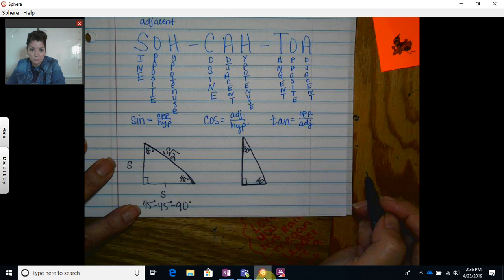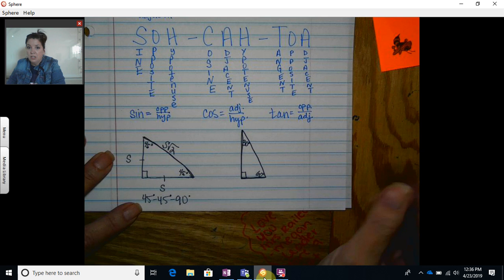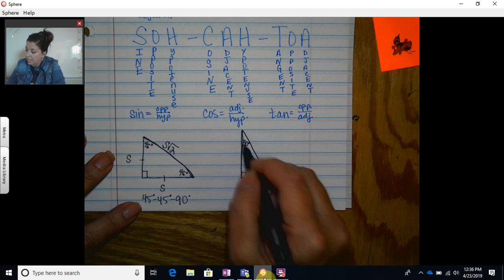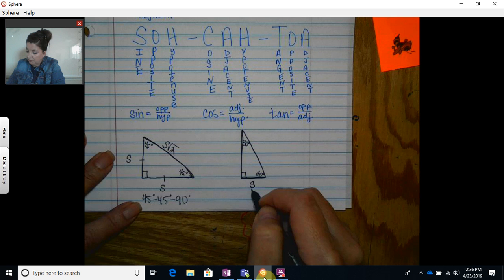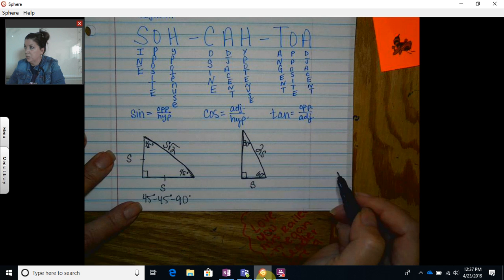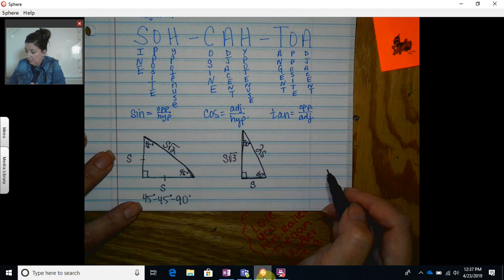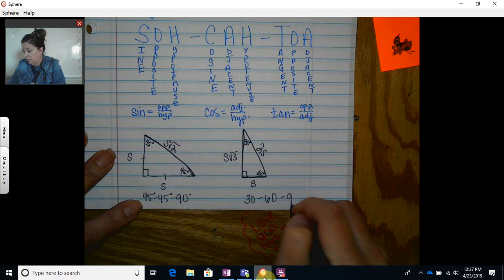So the relationship, you might need to scoot up. The relationship between a 30, 60, 90, your shortest leg we refer to as S. The hypotenuse is twice as long as the short side, so 2S. And to find the middle side, you take your short side and multiply it by the square root of 3. And that we refer to as a 30, 60, 90 triangle.